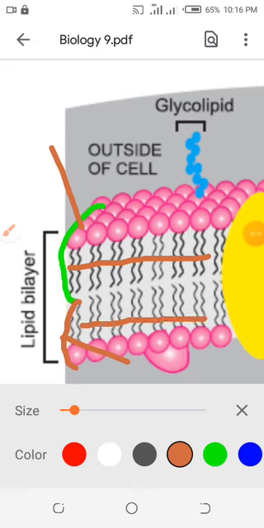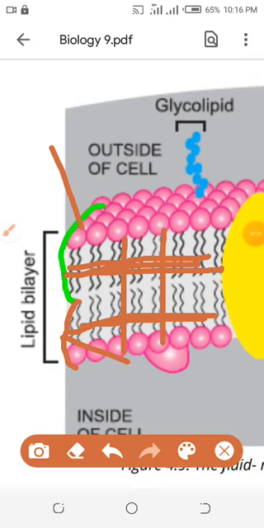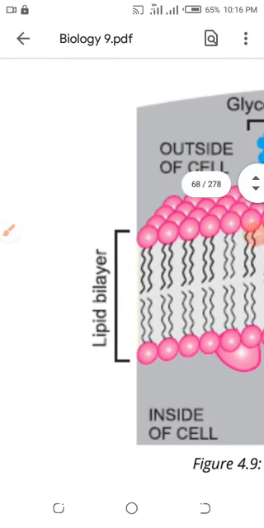There is no gap in this layer. You can see this lipid layer. Is there any gap? No, there is no gap. Is there any space? There is no space. Once again, you can see for yourself. Is there any space between them? No, there is no space.